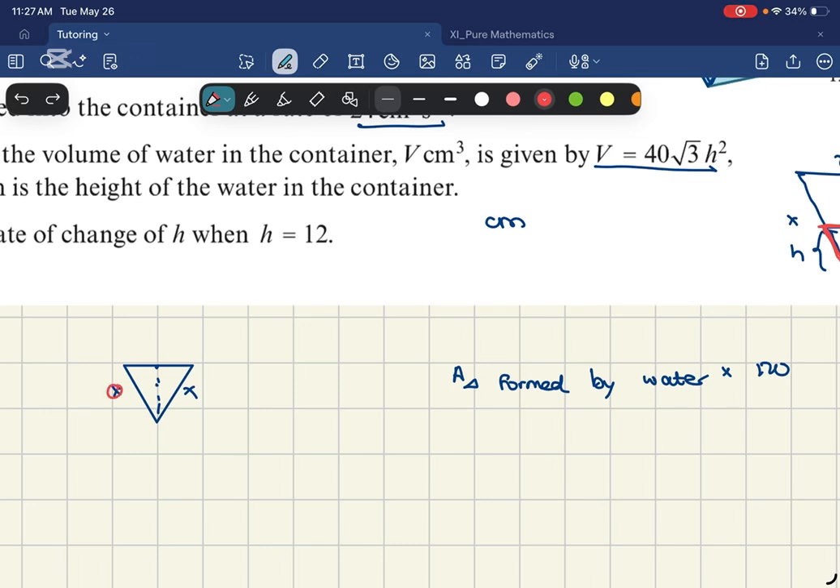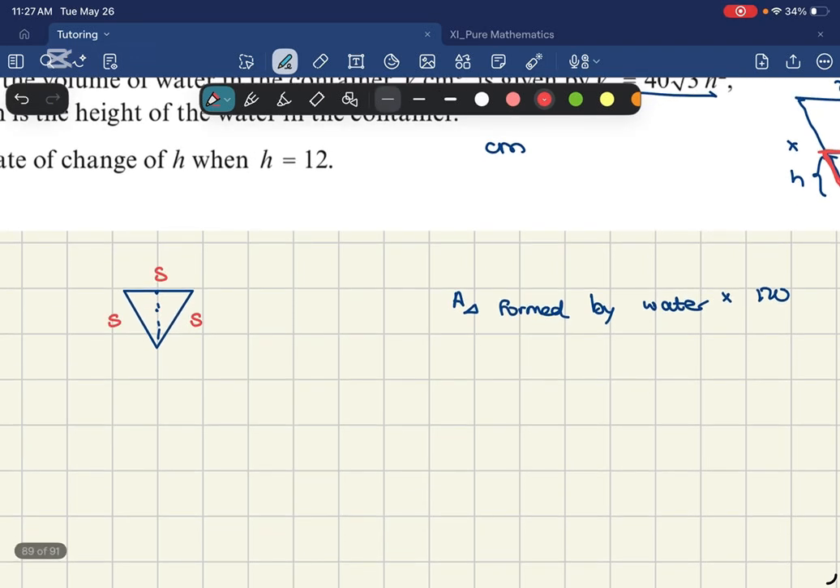So let's just call the length S, S, and S, right? So what is going to be the area of this triangle? Well, I can find the area of the right angle triangle, which is easy for me to do, and I can multiply it by 2. So I'll get the area of the full triangle, right? So that is going to be 2 times the area of the right triangle. It's going to be half base times height.